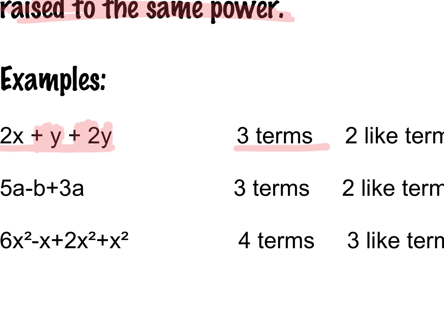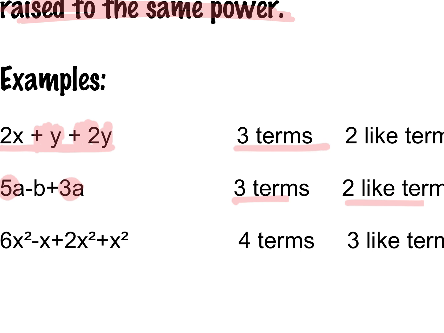What about the next one? 5a minus b plus 3a. There's 3 terms. 2 are like terms. Which 2 are like terms there? Aria. Is it the 5a and the 3a? Good. The 5a and the 3a have the same variable, so they're both a terms. We're going to combine those.